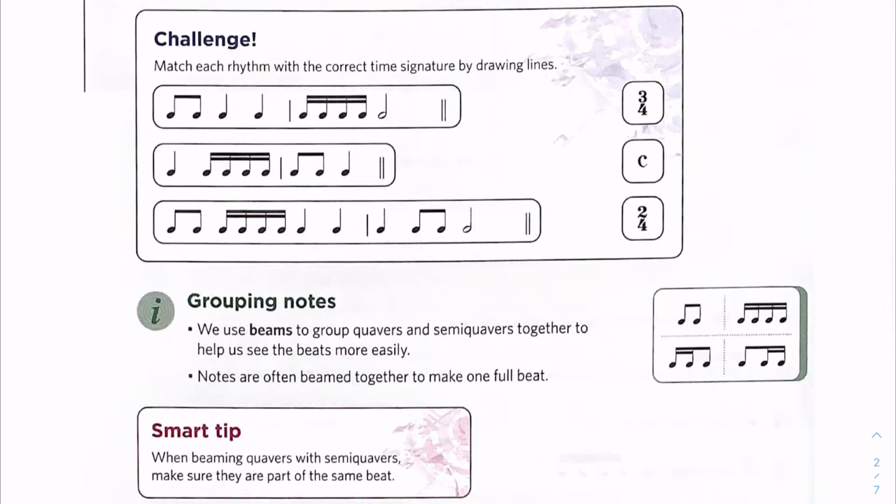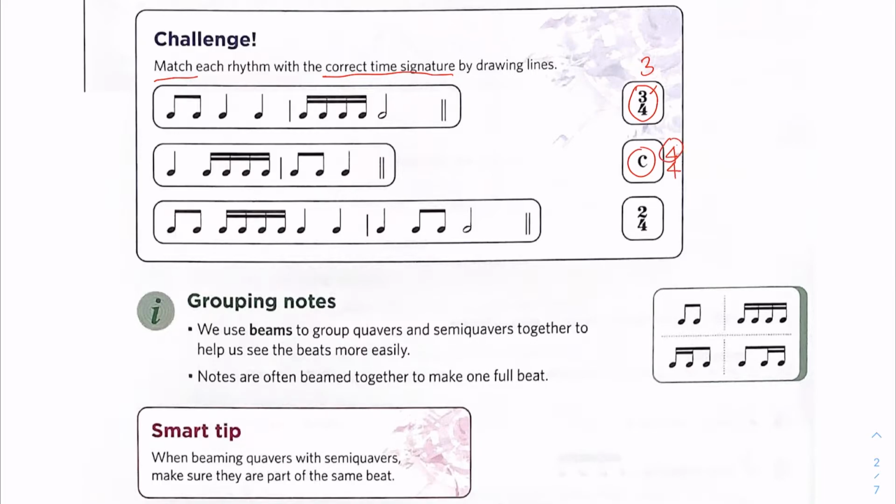Next, challenge. Match each rhythm with the correct time signature by drawing lines. On the right-hand side, there are 3 boxes. The first one is 3/4 time, which means there are 3 beats in every bar. The second box, we have a C. This is common time. Common time is the same as 4/4 time.